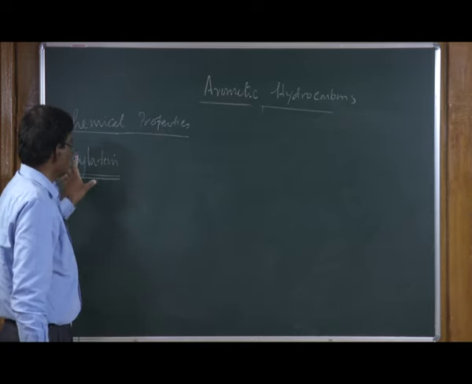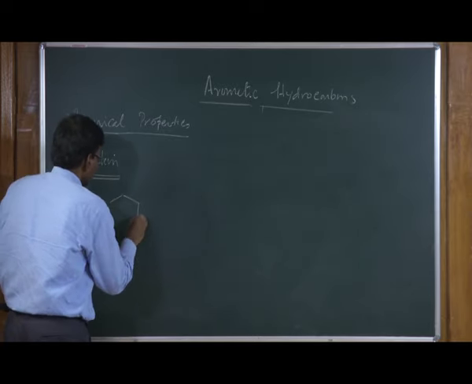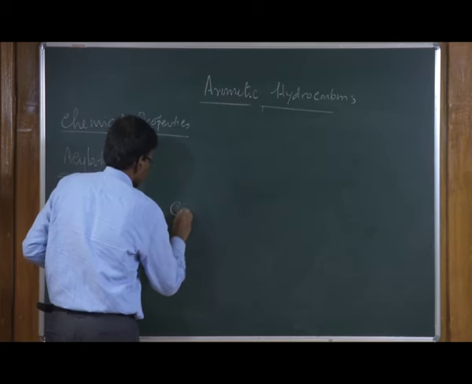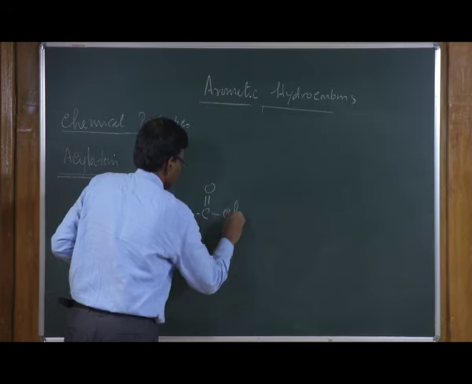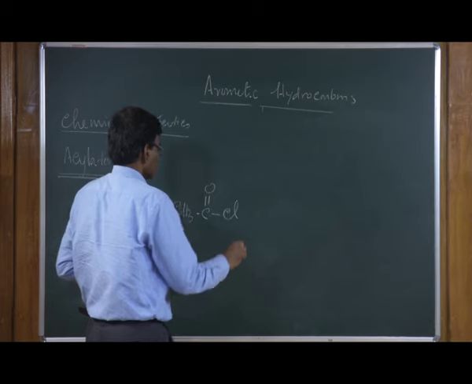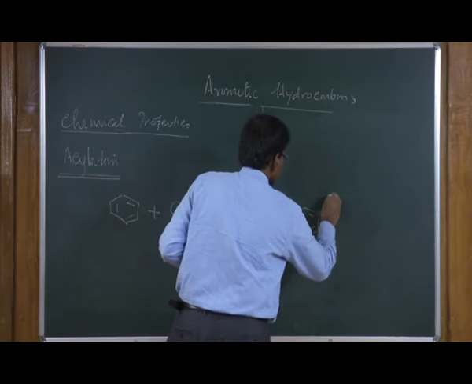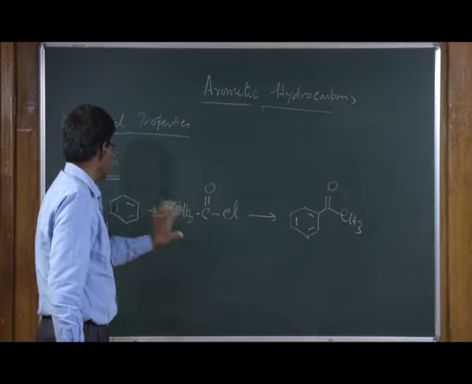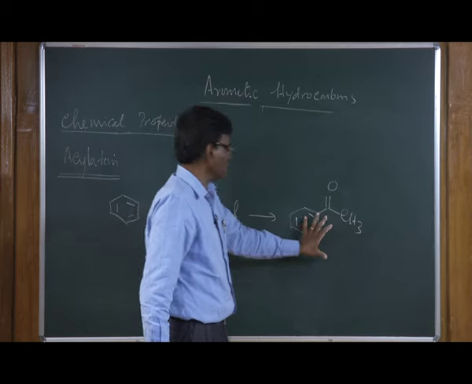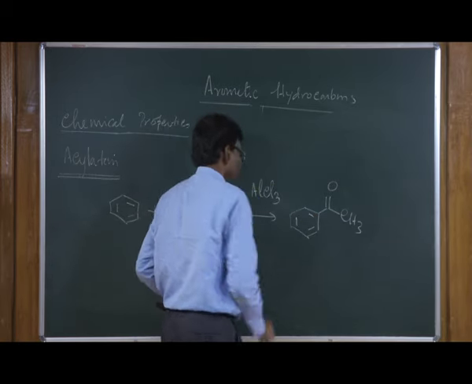Next, acylation. Just as we have seen alkylation using aluminum chloride, if instead of an alkyl halide you use an acyl halide, for example acetyl chloride, it can undergo a substitution reaction with benzene to give acetophenone, in the presence of anhydrous aluminum chloride.